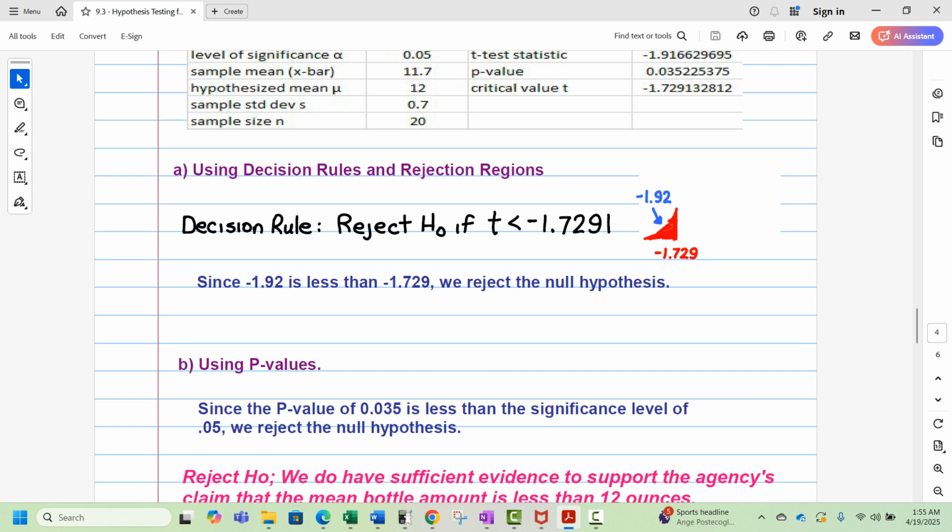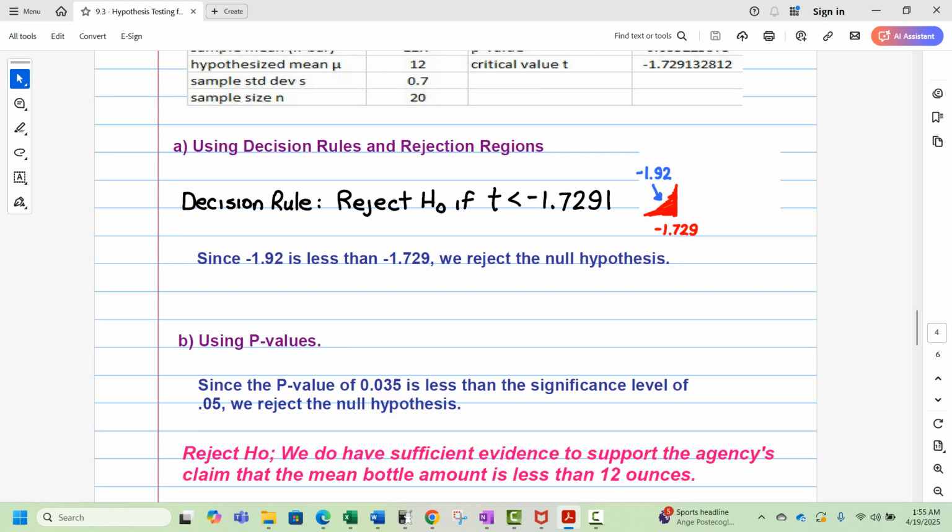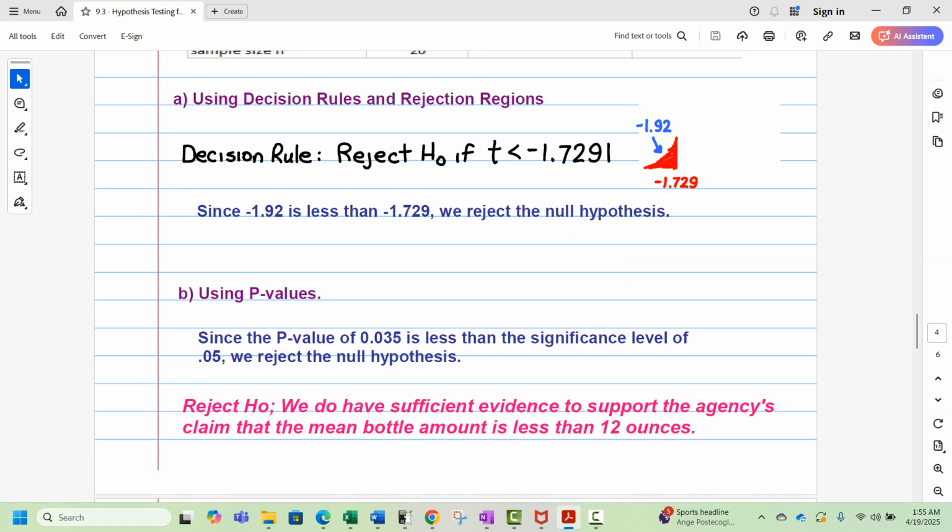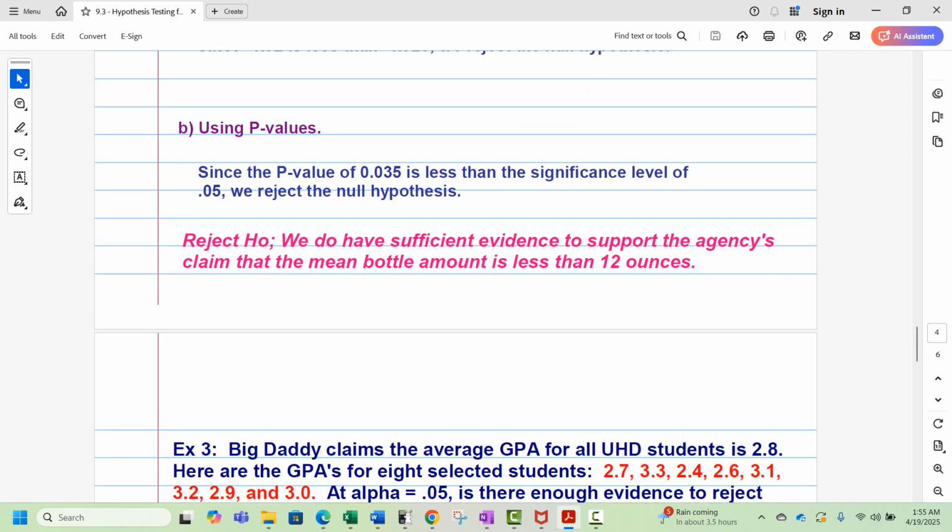So obviously, it's got to lead to the same result both ways. It can't be reject one way, fail to reject the other, no chance. That just means a mistake was made. So that means we reject the H0. And we do have evidence to support the agency's claim that the mean bottle amount is less than 12 ounces. It's not absolute proof, but we support it statistically. So somebody's in trouble for the beer shortage.